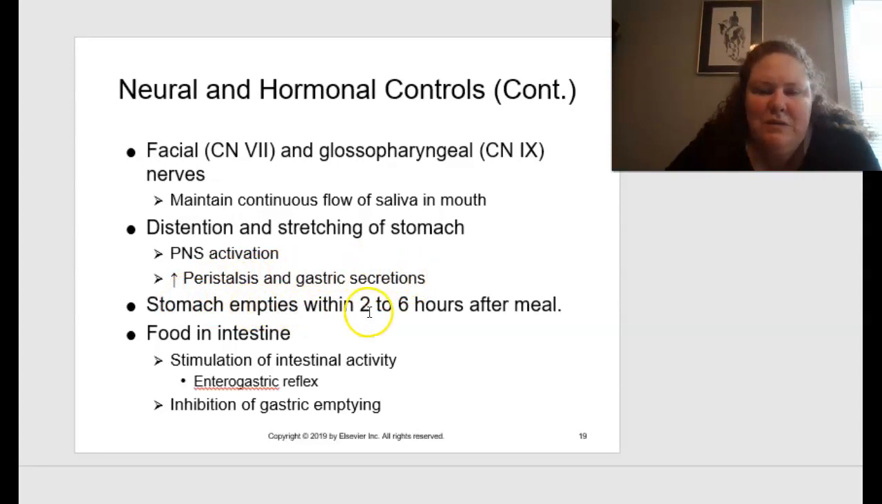And then the stomach is going to empty within 2 to 6 hours after a meal. And when the food is in the intestine, this has a stimulation of intestinal activity, and this is from the enterogastric reflex, and this is going to inhibit the gastric emptying.